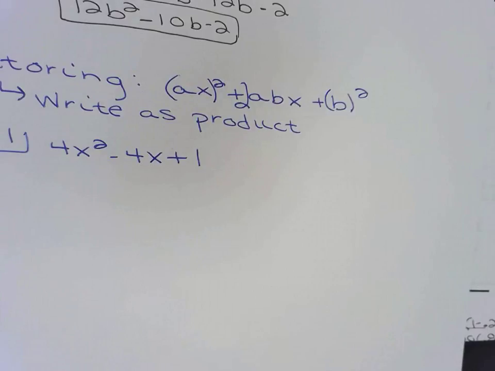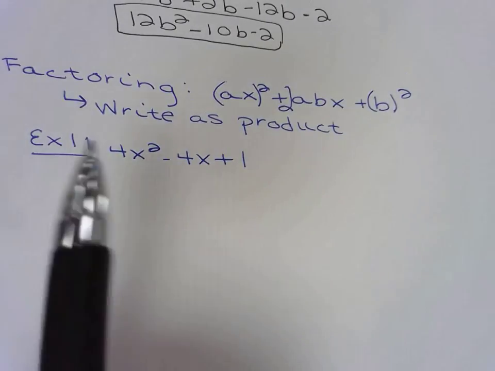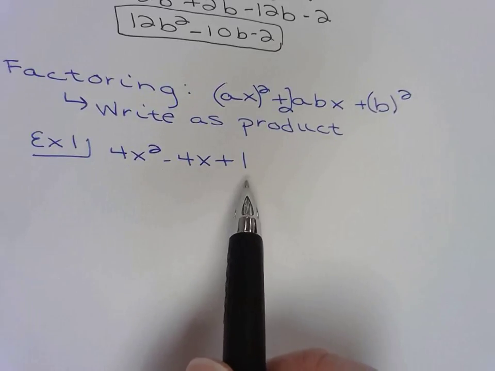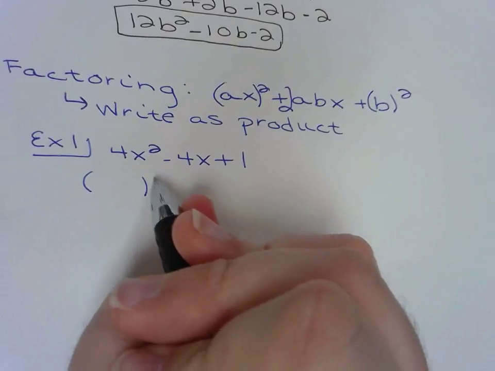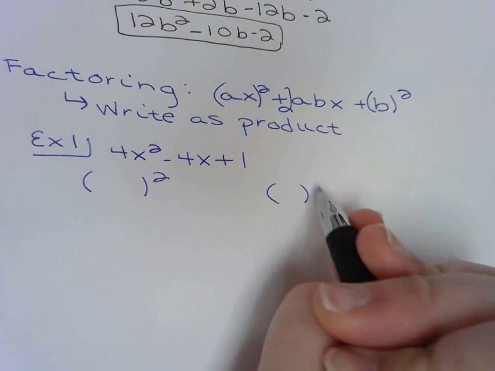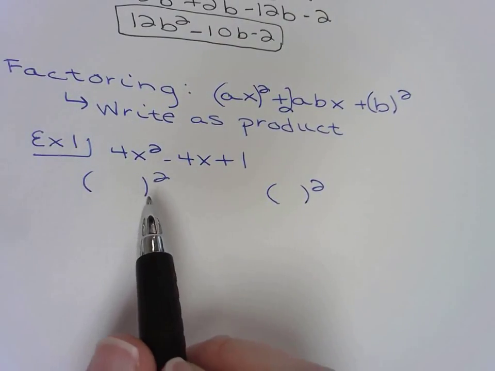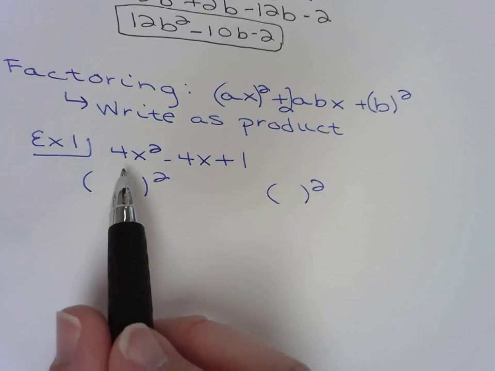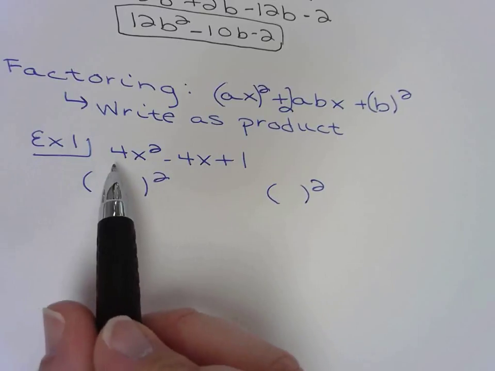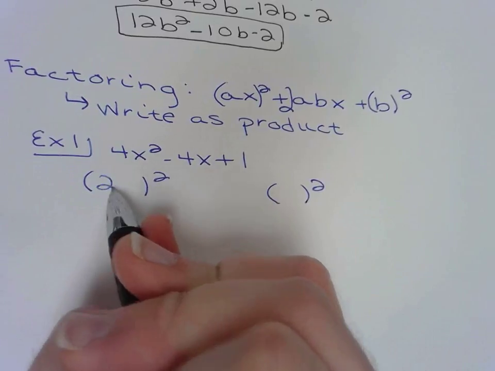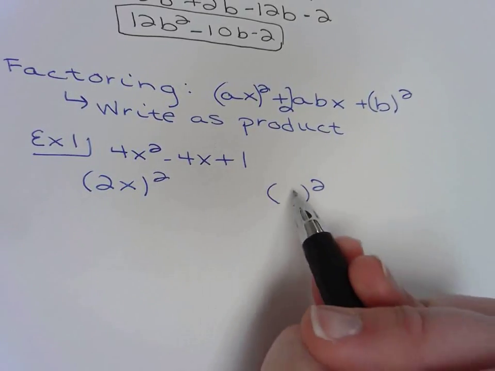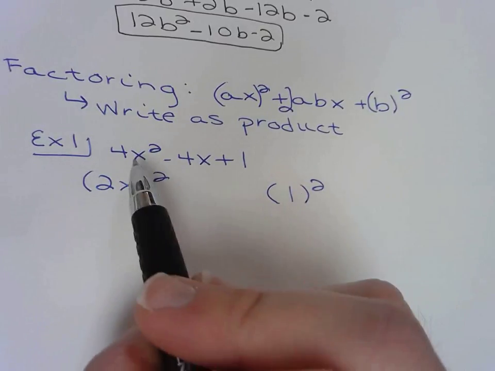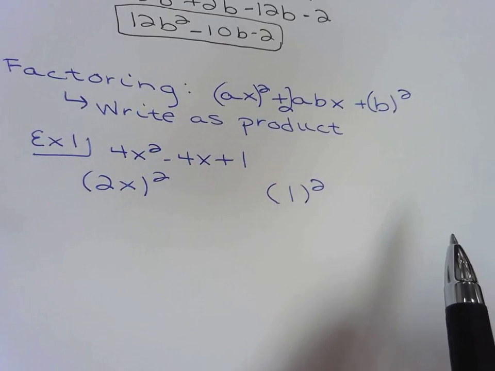Okay. Let me explain what this means. This looks complicated. I get that. What you're going to look at is the first and the last term. First of all, the first and the last term have to be perfect squares. So can I write the first and the last term as perfect squares? We talked about some of this on Friday. What squared will give me 4x squared? 2x. What squared gives you 1? 1. So the first thing you need to check is that your first and your last are perfect squares.